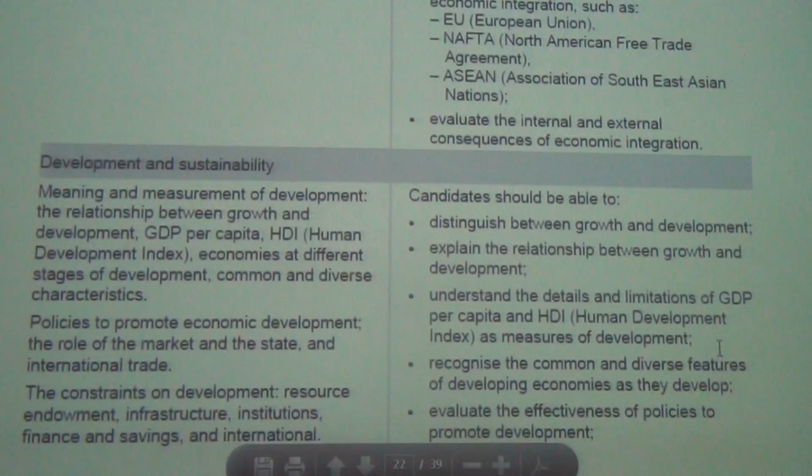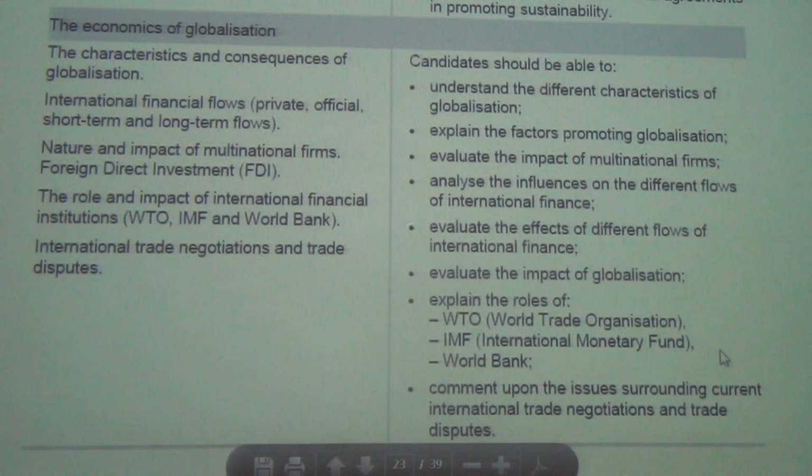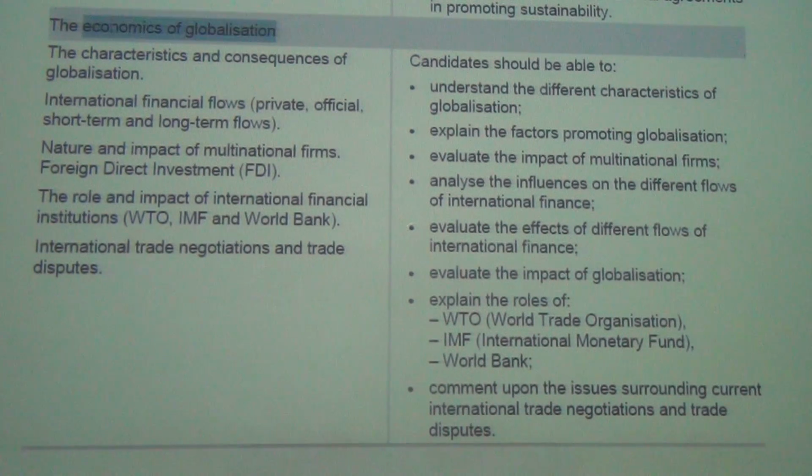But let's have a look in the other section and see if there's anything in there that we could possibly be asked. So here we are now in the economics of globalization. Let's see what we've got for explain. Explain the factors promoting globalization. Now I think there's a possibility that that might be asked, given what comes in extract 4, extract 3 really being a lead into it.